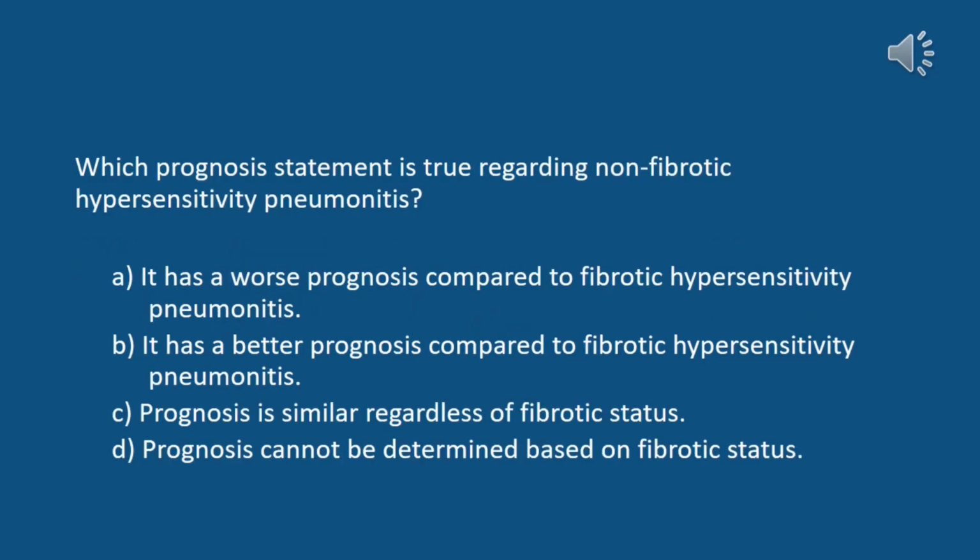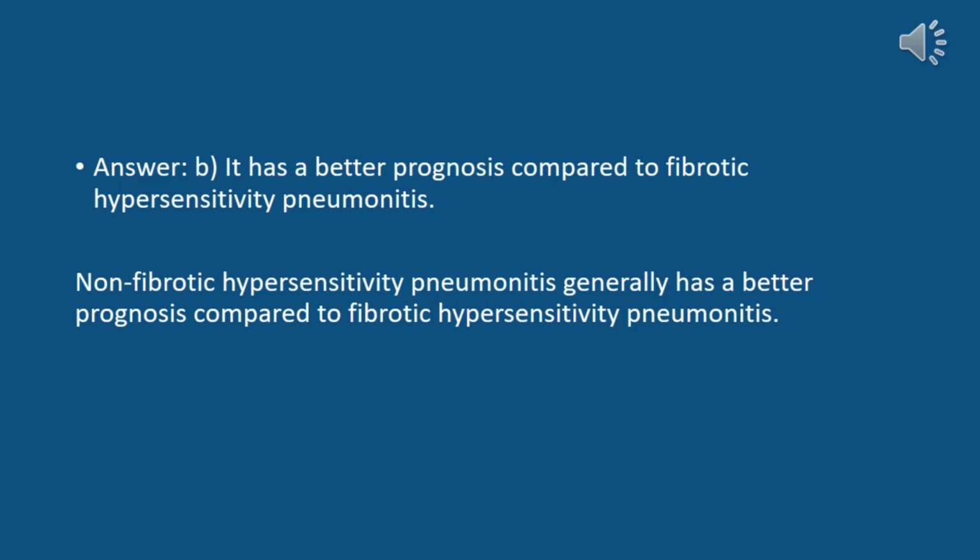Which prognosis statement is true regarding non-fibrotic hypersensitivity pneumonitis? A. It has a worse prognosis compared to fibrotic hypersensitivity pneumonitis. B. It has a better prognosis compared to fibrotic hypersensitivity pneumonitis. C. Prognosis is similar regardless of fibrotic status. D. Prognosis cannot be determined based on fibrotic status. Answer: B. Non-fibrotic hypersensitivity pneumonitis generally has a better prognosis compared to fibrotic hypersensitivity pneumonitis.